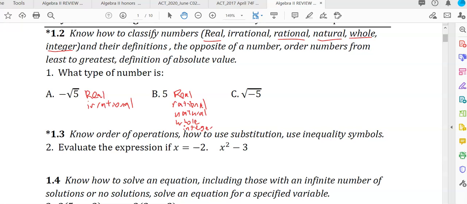Square root of negative 5 is different than this one because the negative's inside the radical. So this one is not real. It's actually just imaginary. I don't think I had that on the list, but I put it on there. Just you should know that.